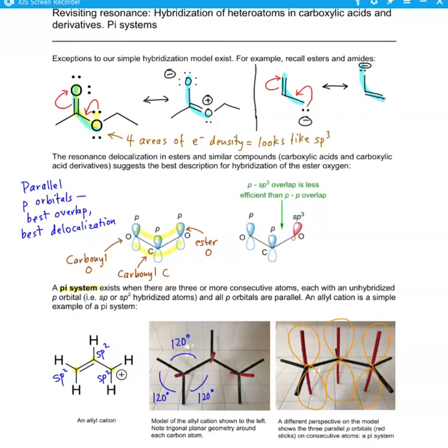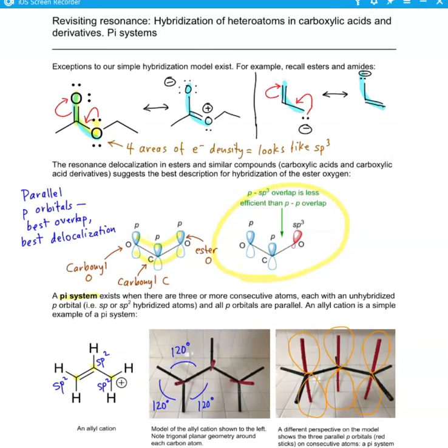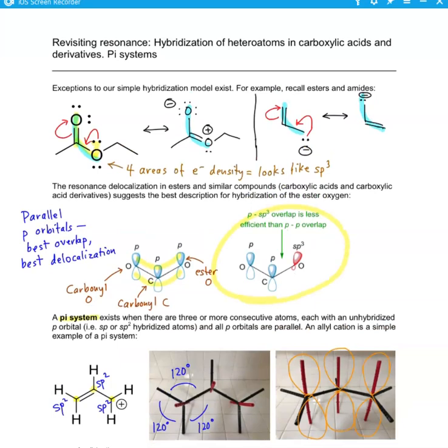And then let's go down to this picture right here. The overlap between an sp3 orbital and a p orbital is not going to be as efficient as the overlap between a p orbital and another p orbital. So you have less efficient overlap there than you would if that were a p orbital. But to have a p orbital on that ester oxygen, it would have to be sp2 hybridized. And so that's where the exception comes into play. The ester oxygen looks like it's sp3 hybridized because we counted 4 areas of electron density.